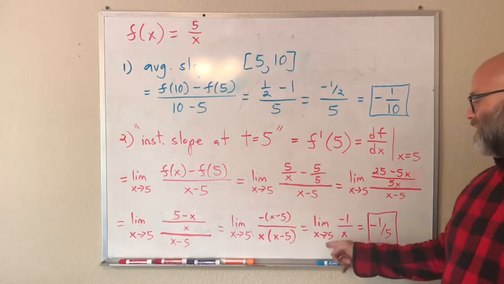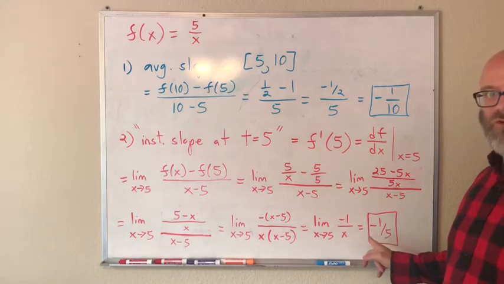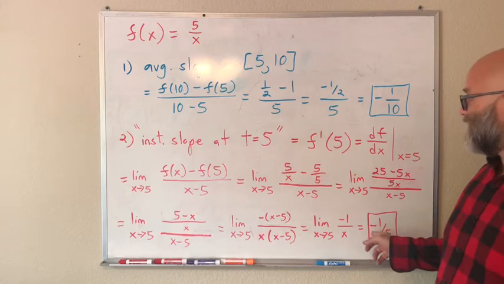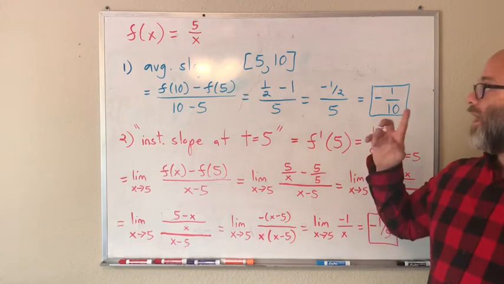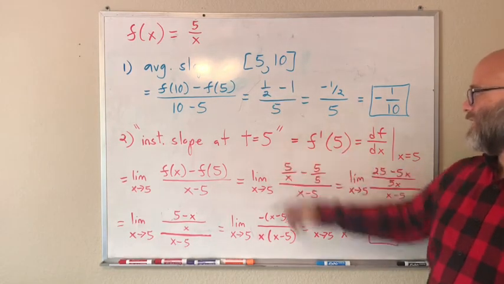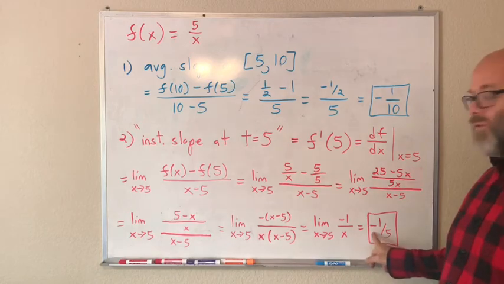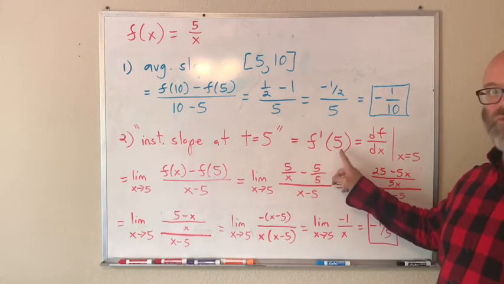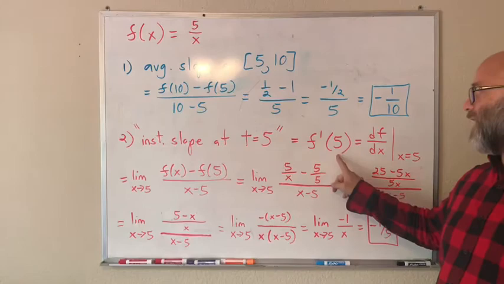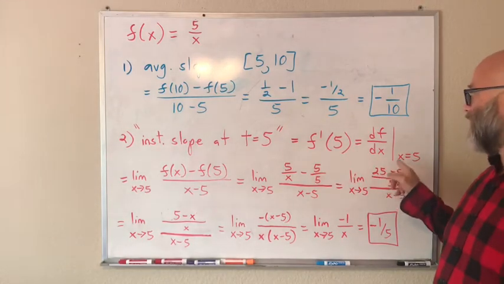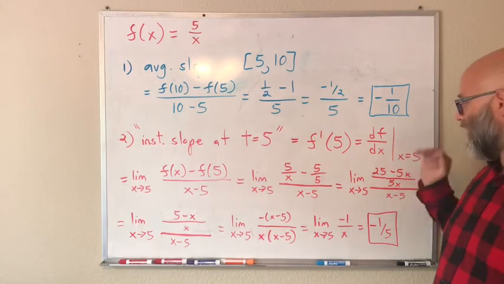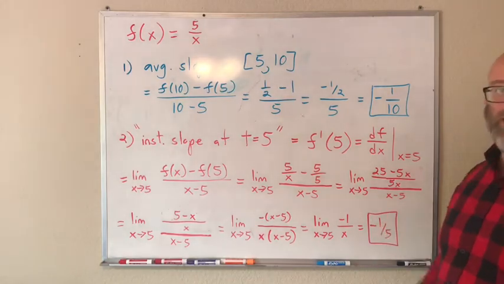What do I do with this limit? Stick 5 in for x, and I get negative 1/5. That is the instantaneous slope of f at x equals 5. This right here, negative 1/5, is f prime of 5. It is the derivative of f at 5. It is df dx when x equals 5, the derivative of f at 5, and it is negative 1/5.